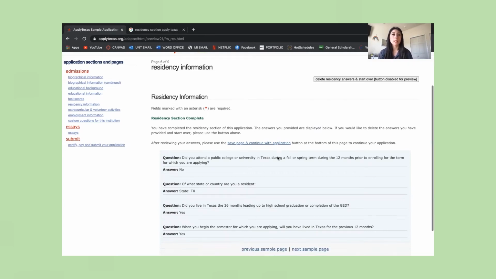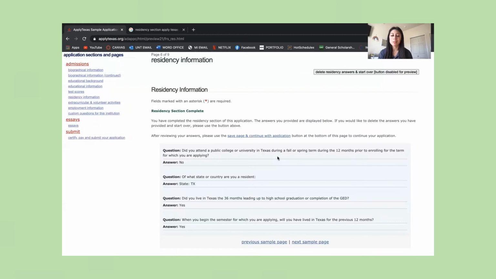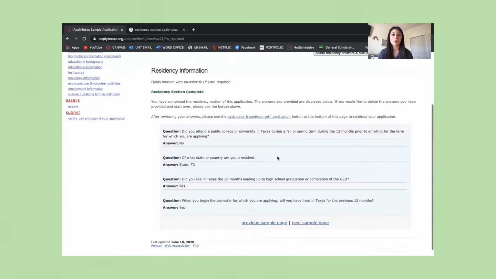And for the mock example that I have here, it's not showing all the questions that will be shown. As you can see, I only have a couple being shown here. But I'm guessing for the actual application, it's probably going to be more specific as to how many people live in your household, dependents, and how long you've lived here in Texas and if you have any history of living anywhere else.